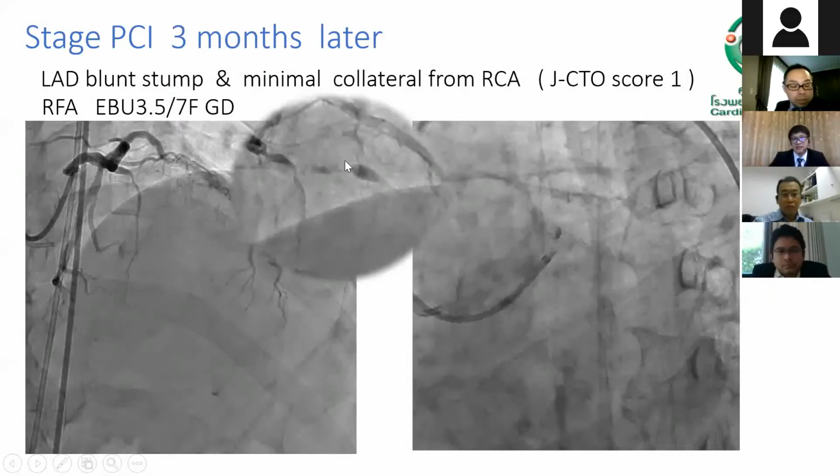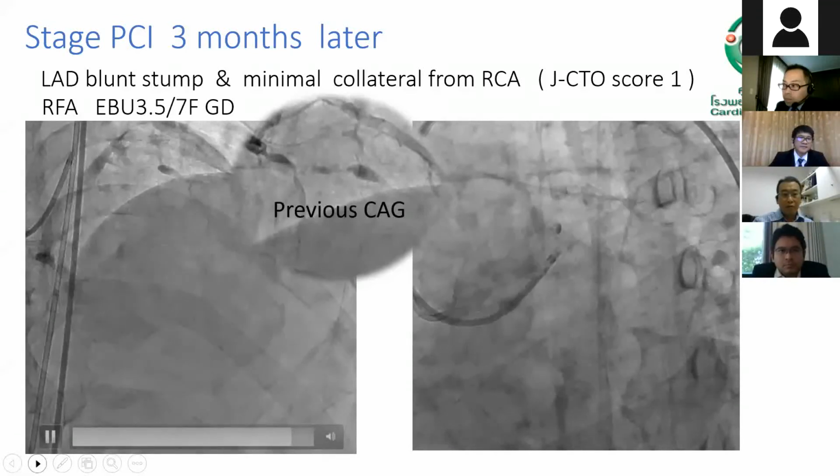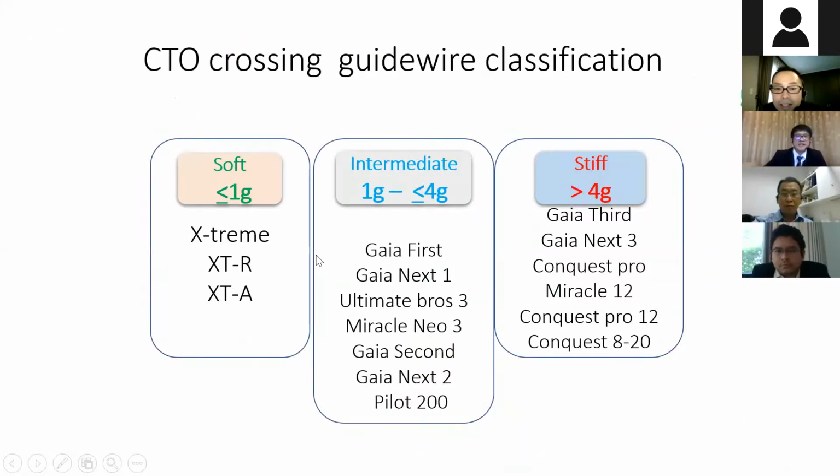This is the previous angiogram at the CTO lesion. So you have many guide wires in your cath lab on the market. Which wire will you choose? Basically, we classify the CTO crossing guide wires into 3 groups: soft guide wire, with tip load less than 1 gram force; intermediate guide wire, with tip load between 1 to 4 gram force; and stiff guide wire, more than 4 gram force.